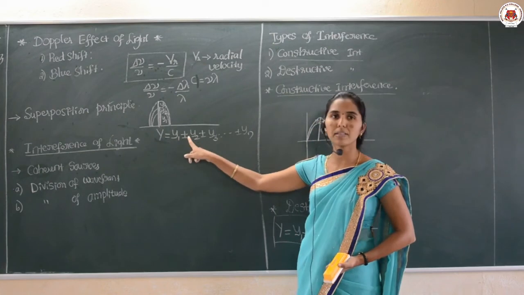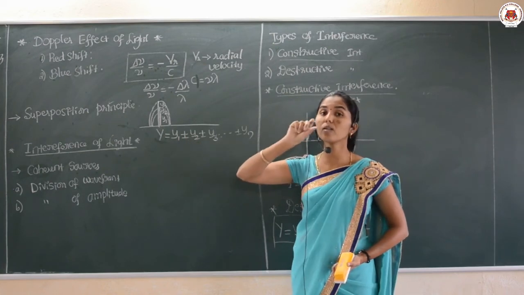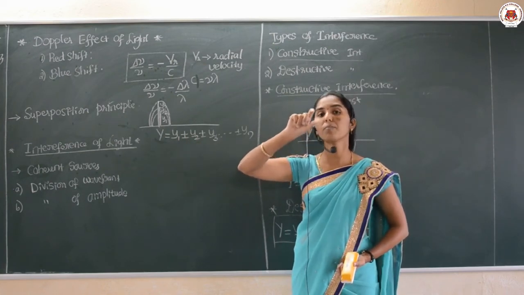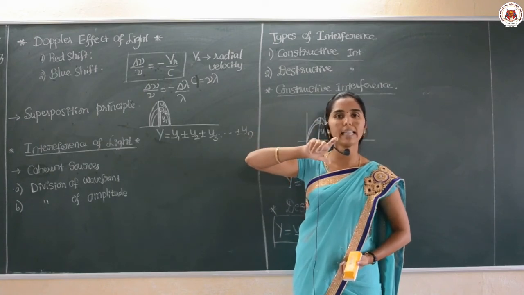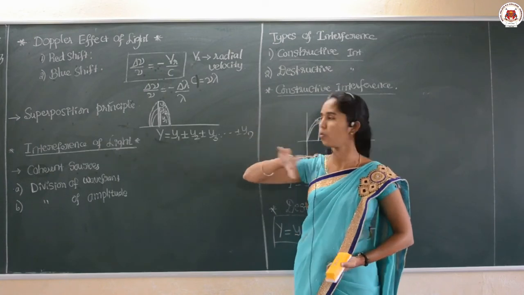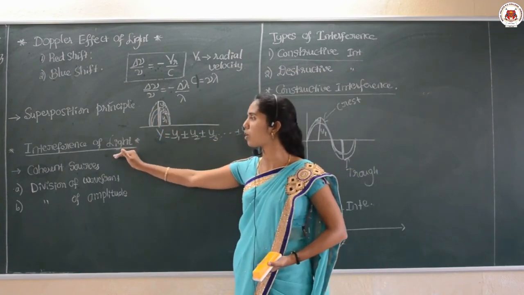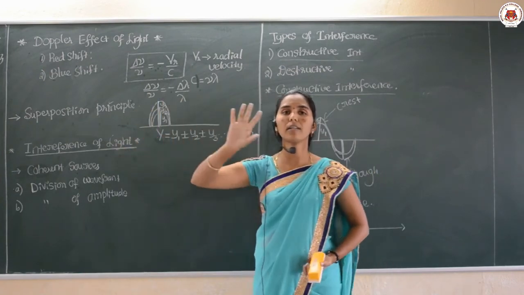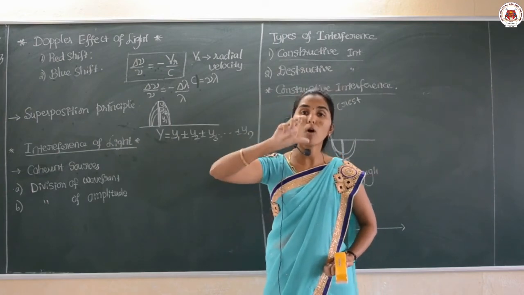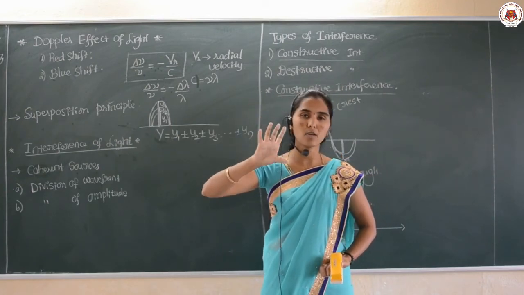Why I have taken plus or minus? I used the term vector. Vector means it may be plus sometime, it may be negative, that means minus also. So, we use it here. Then this principle only involved in the interference. Then interference means, keep it in your mind, modification in the intensity of the light.